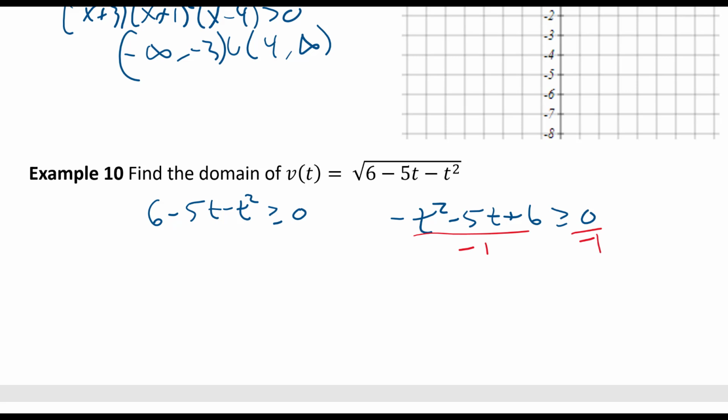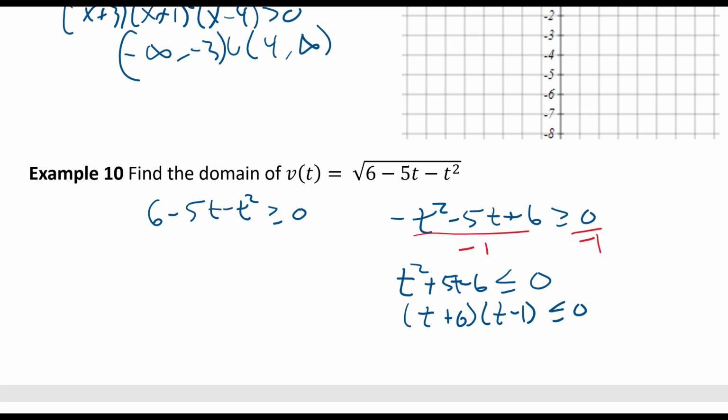It's easier for me to factor this if I have t squared plus 5t minus 6 less than or equal to 0. Remember, when we divide by a negative or multiply by a negative, it changes the sign. And this factors to be t plus 6 times t minus 1 is less than or equal to 0.